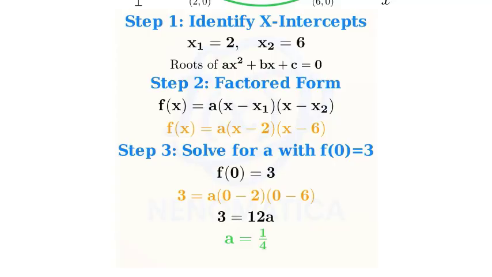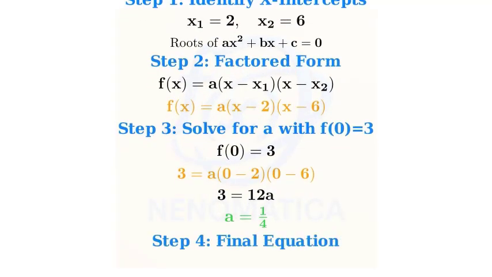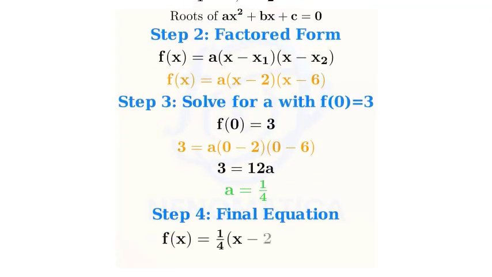Write the final equation in both factored and expanded form. With a equal to 1/4, we have f of x equals 1/4 times x minus 2 times x minus 6. Expanding the factors gives x squared minus 8x plus 12. So f of x equals 1/4 x squared minus 2x plus 3.